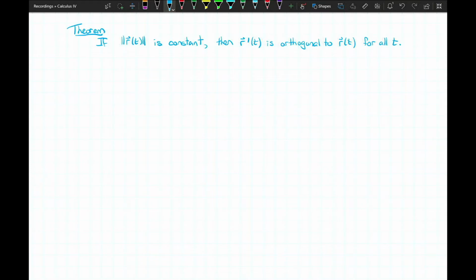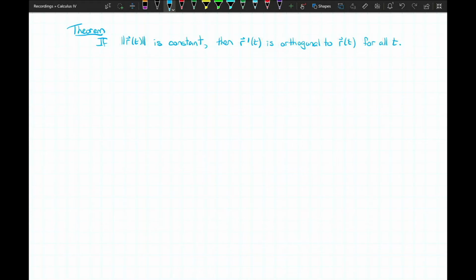Another way to think about that: if r of t is the position of, let's say, a particle at time t, and that's constant, well, that would be saying that the distance from the origin to this particle is constant. And if your distance from the origin is constant on a two-dimensional plane, that would mean that you're traveling in circular motion. If you're thinking about three-dimensional space, you're traveling somewhere on a sphere. Well, then your velocity, r prime of t, is orthogonal to your position.